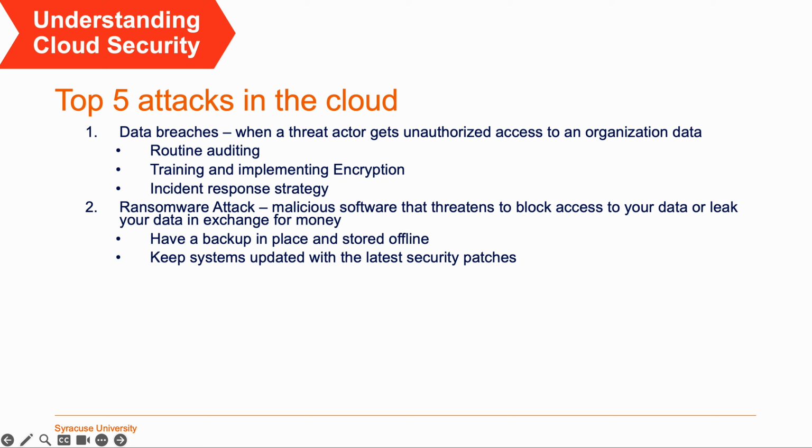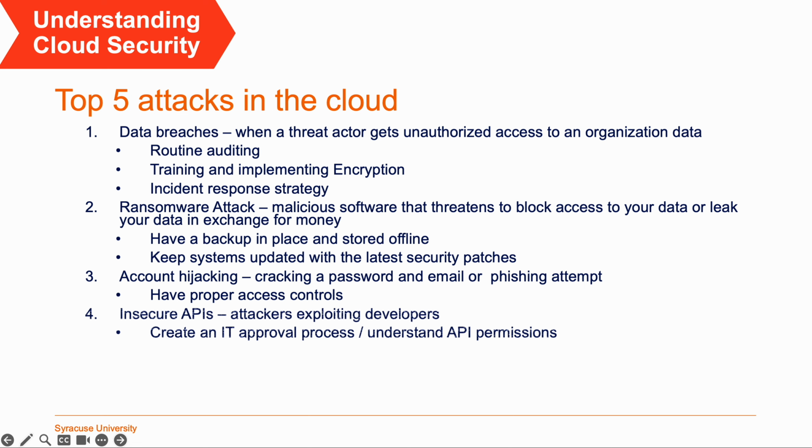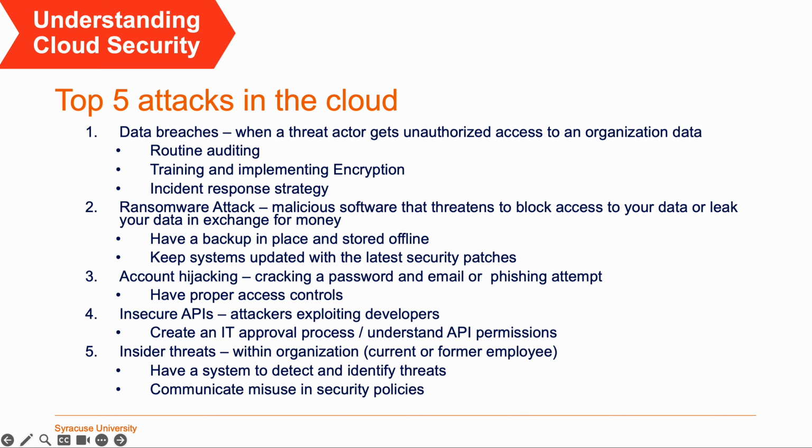Ransomware is malicious software blocking access to data, and companies maintain offline backups and update security regularly to address these issues. The other one is account hijacking, which is password breaches or phishing. To address this, companies implement strong access control and user training. Another one is insecure APIs, which is exploiting developers. To solve this, companies usually establish IT approval processes and manage API permissions. And the other one is insider threats, and these are internal risks from employees.